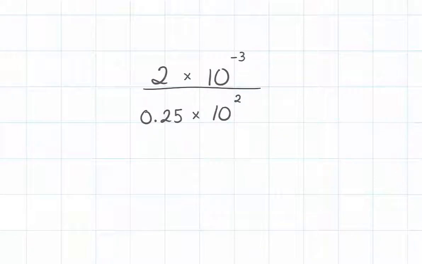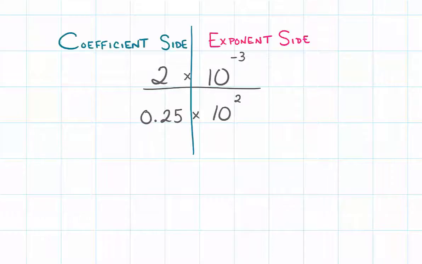All right, I got one more for you. Let's see if we can do it a little faster. We've got our coefficient side on the left. We've got our exponent side on the right. I would label that if I were you. And let's start with a little division. Let's see what we can do.